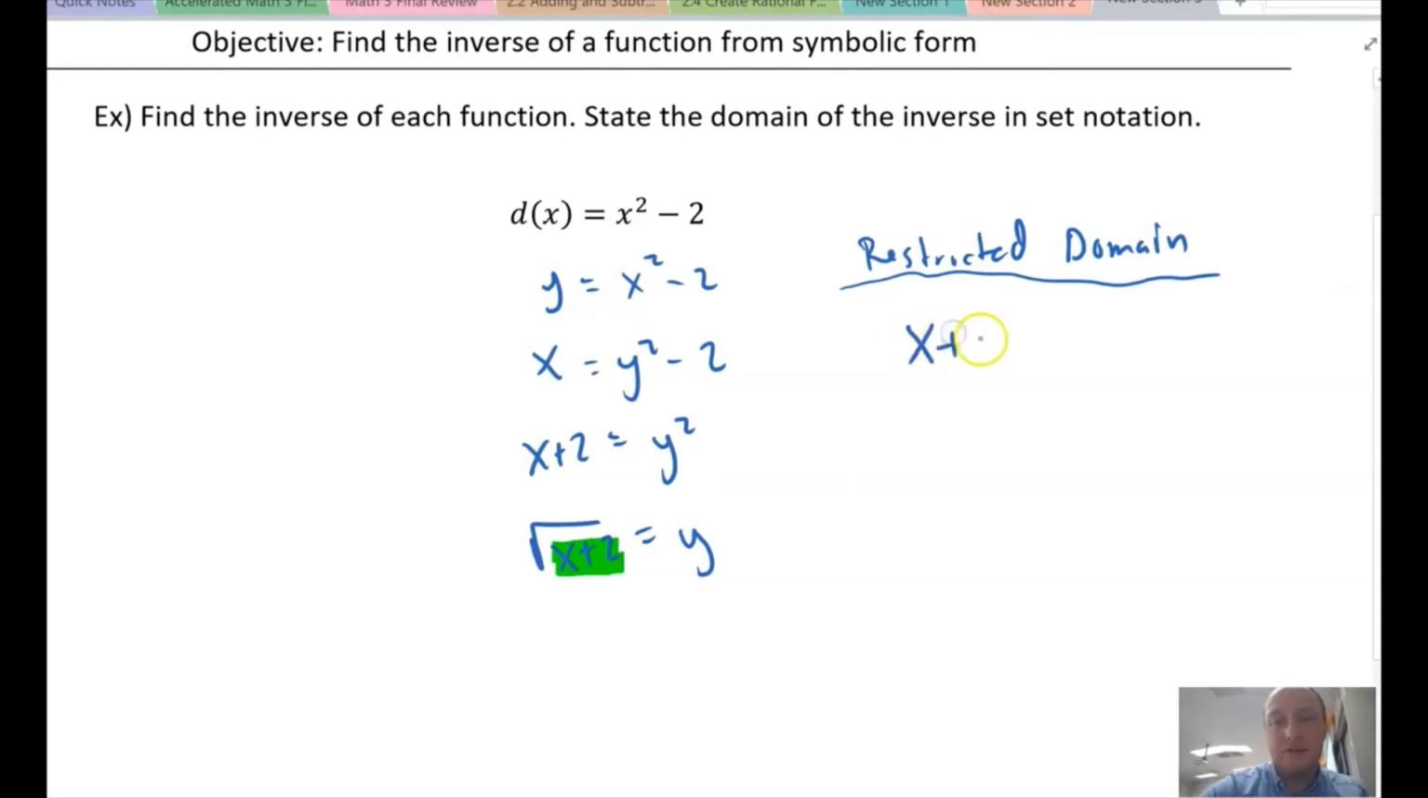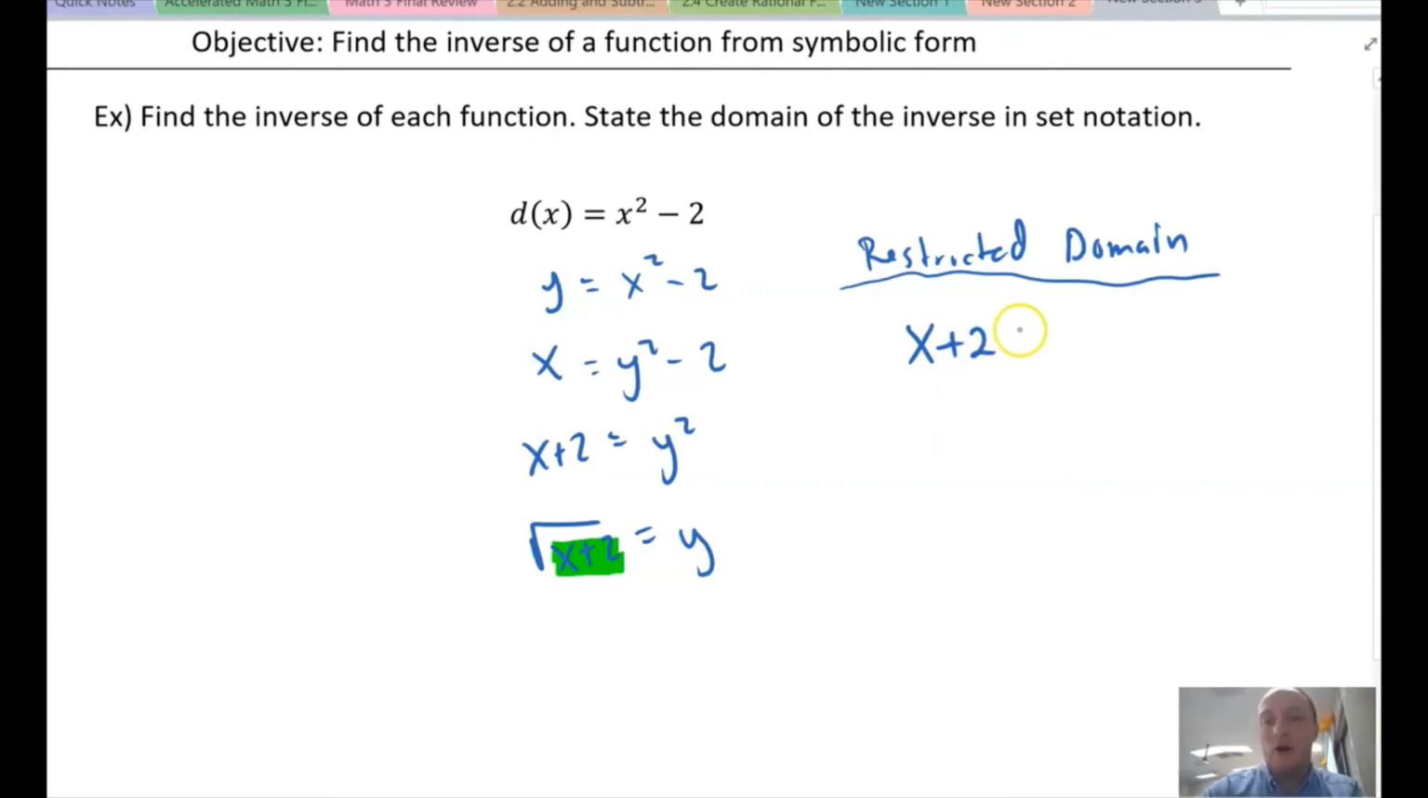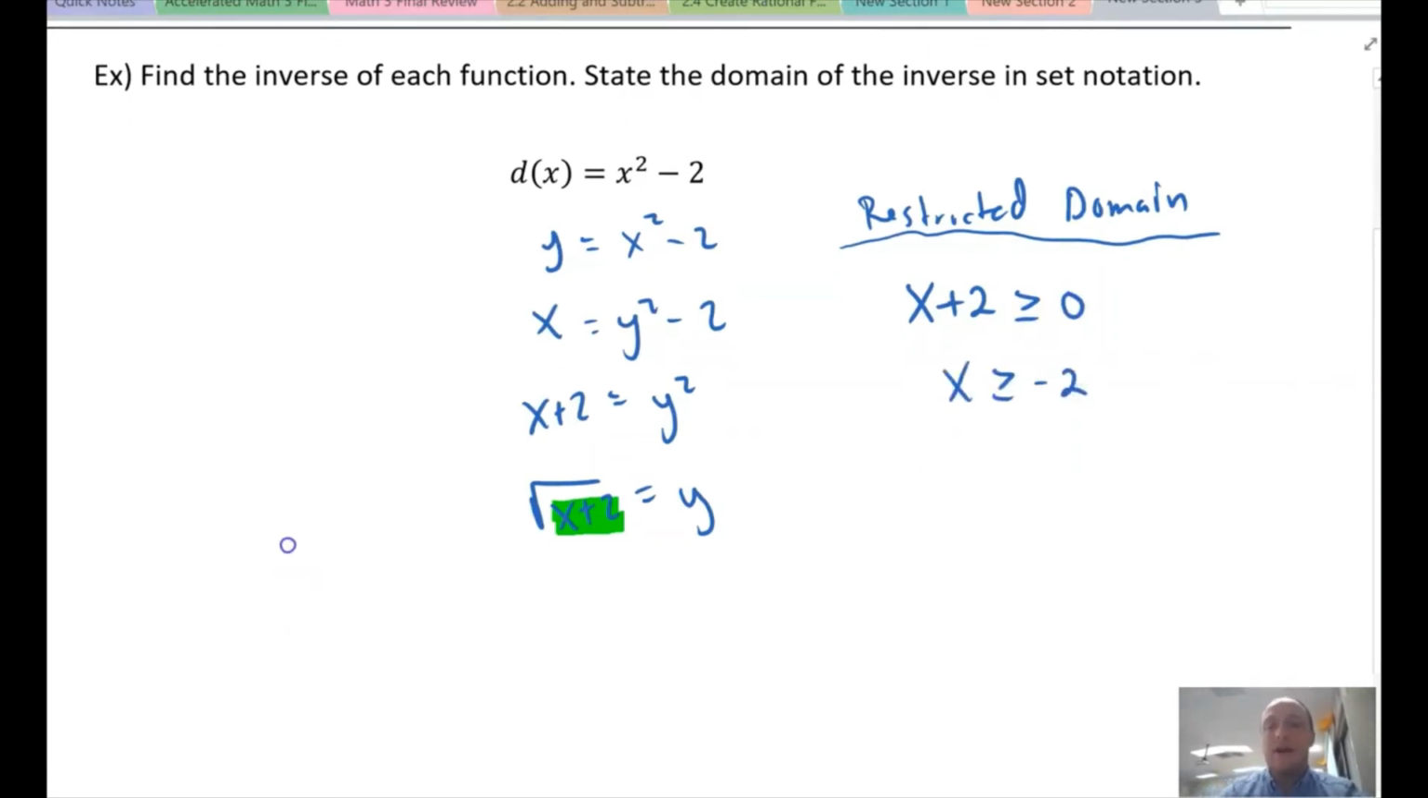So I take x plus 2, my radicand. Can you say that? Radicand. Okay, and you are going to set it greater than or equal to 0. So we solve: x must be greater than or equal to negative 2.